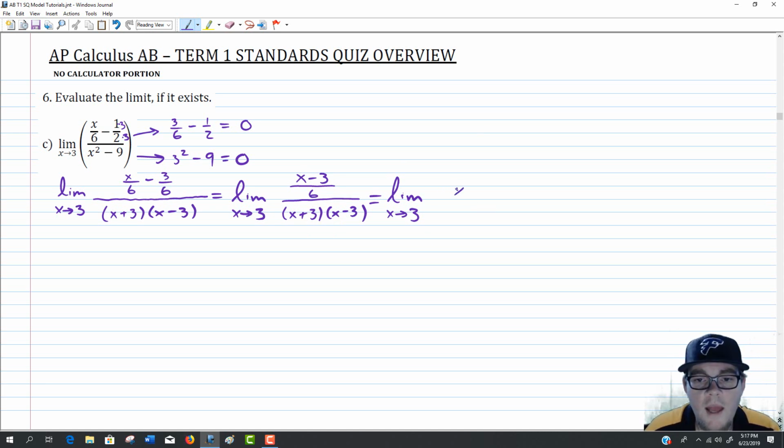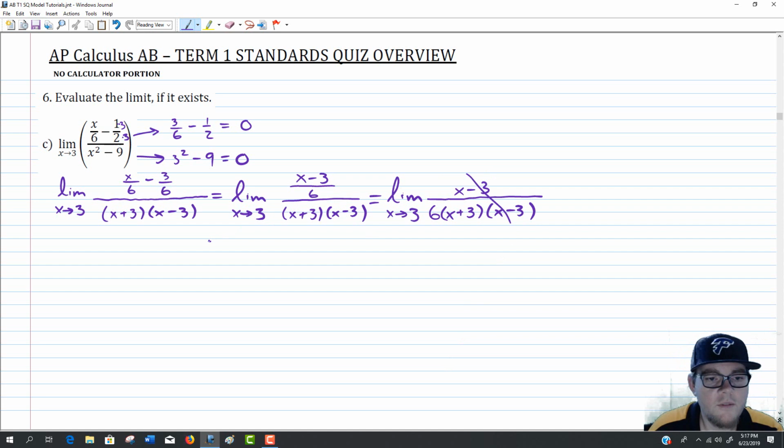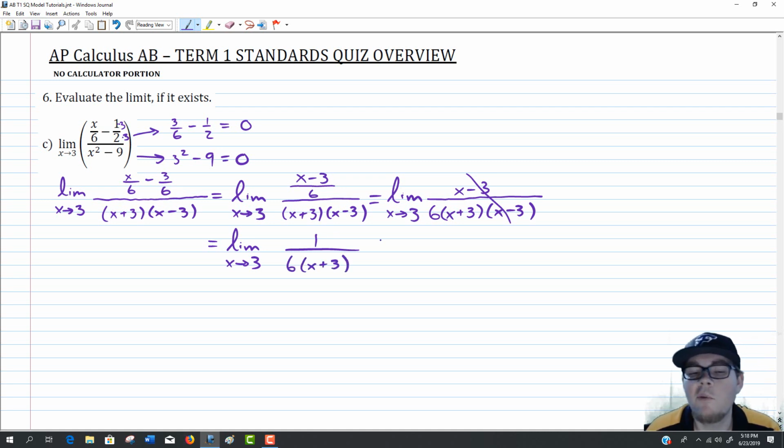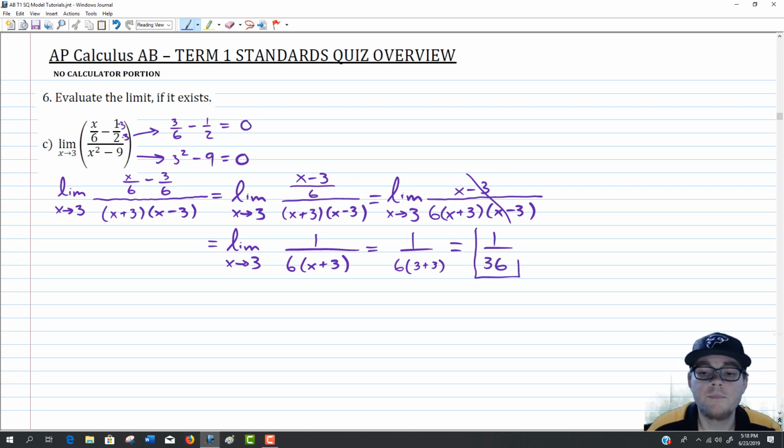So in other words, this will become x minus 3 divided by 6, x plus 3, x minus 3. So with that in mind, now we see that our x minus 3's will divide away. This means that our limit is going to be 1 over 6 quantity x plus 3. Once again, there's no more indeterminate form for us to worry about with that 1 in the numerator. It means we can directly substitute. We'll get 1 over 6 times 3 plus 3, which eventually yields for us 1 over 36.